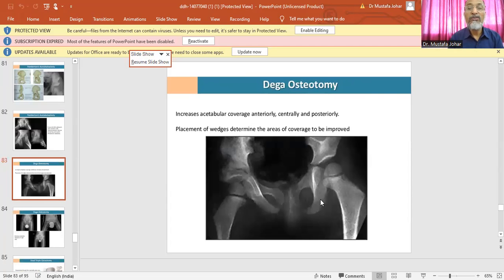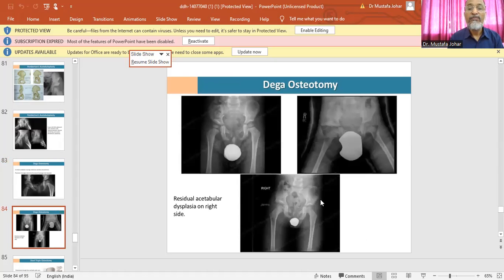Then you have the Dega osteotomy, which is very, very important and is done. It increases the acetabular coverage anteriorly, centrally, and posteriorly. Then placement of the wedge determines the areas of the coverage to be improved. These are of very less importance to the UG standards. Residual acetabular dysplasia on the right side.